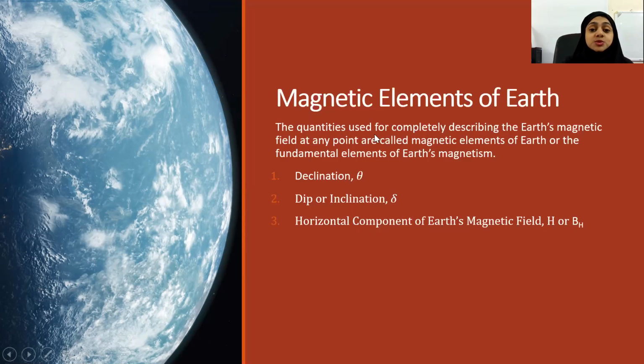These quantities, which are used for completely describing the Earth's magnetic field at a point, are called the magnetic elements of Earth or the fundamental elements of Earth's magnetism. So what are the magnetic elements of Earth? Declination, inclination, and the horizontal component of Earth's magnetic field. We have already learned about one of these quantities. Do you remember which one? Declination, right? And do you remember what was declination?